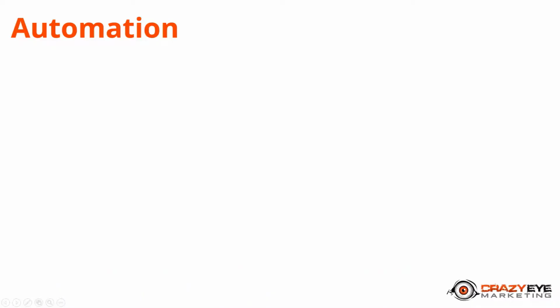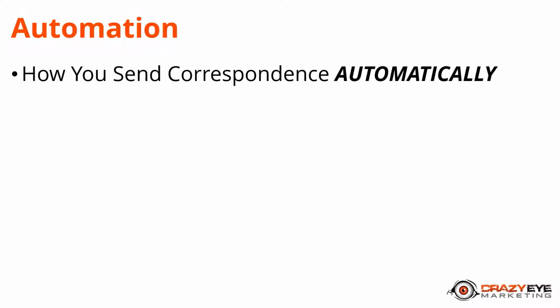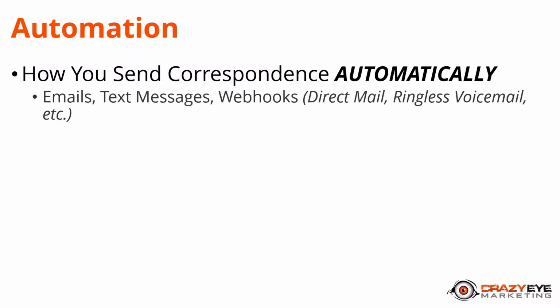Let's get into it. In this video and basically the rest of the course, we're going to be discussing automation, which is the whole point of using a marketing automation tool: to automate things to make your life easier. So of course, automation is basically how you send correspondence automatically. This includes things like emails, text messages, webhooks, and again, webhooks integrate with a bunch of other tools, so you can send things like direct mail, ringless voicemail, etc.